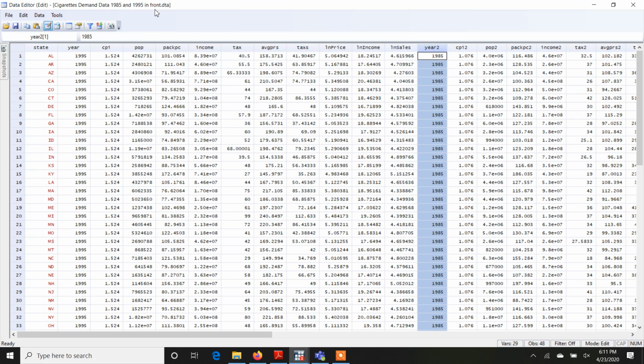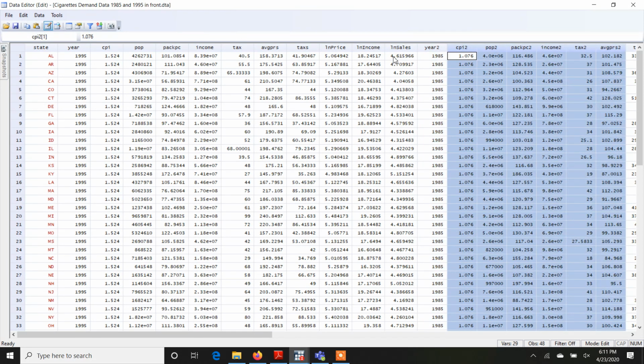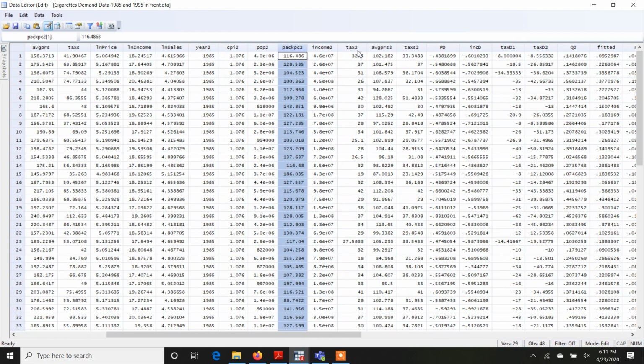What I have done is copy all the 1985 series data right here. You can note that I've written POP2 or PACPC2. That simply differentiates from the actual variable names. PACPC is the quantity sold or demanded in 1995, and PACPC2 is the quantity of cigarettes sold or demanded in 1985. Similarly, we have all the variables, and I have attached a 2 symbol here.